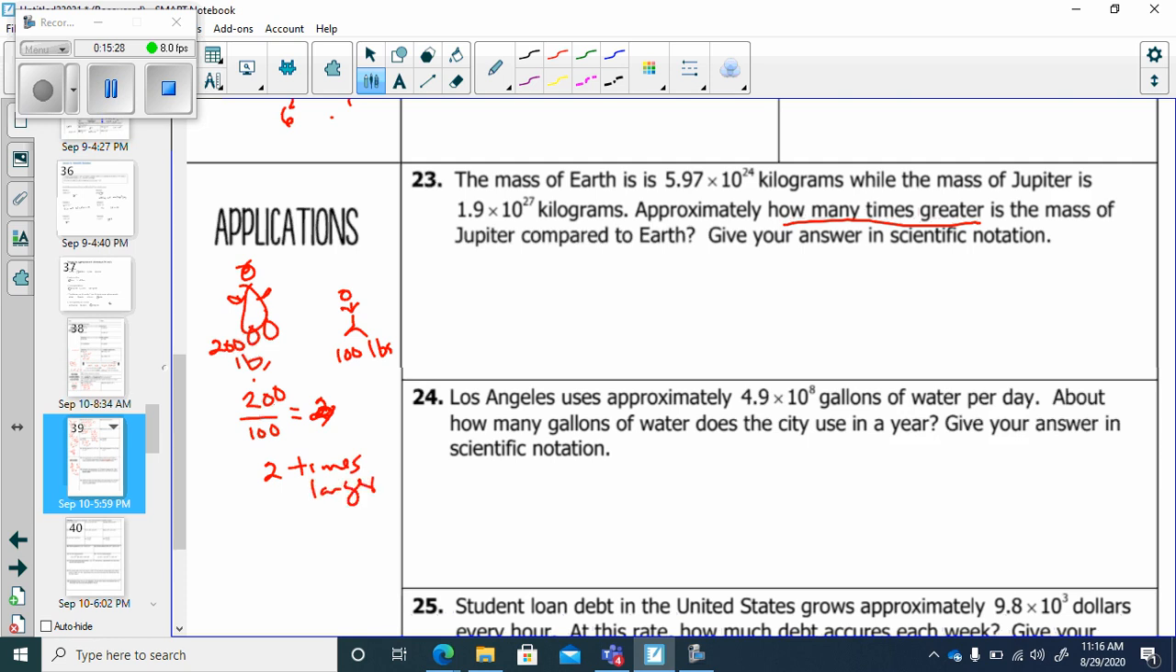So let's do that here. The mass of Earth is 5.97 times 10 to the 24th. Okay, so Earth is 5.97 times 10 to the 24th. Jupiter is 1.9 times 10 to the 27 kilograms. Approximately how many times greater is the mass of Jupiter compared to Earth? So we put Jupiter on the top, just like we did over here. We put the big guy's weight on the top. We're going to put Jupiter on the top here. Okay. So let's try Jupiter on the top.